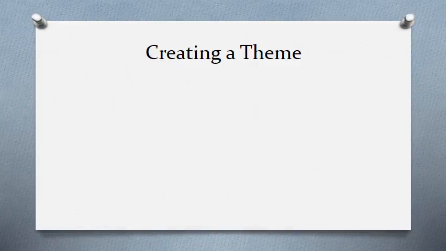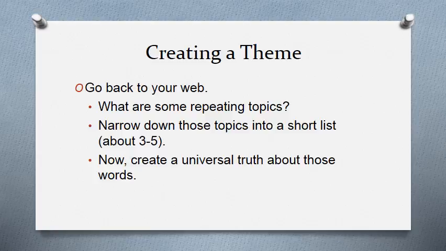Once you've created your web, then we can start working on a theme for your story. So you're going to go back and take a look at your web. What are some of those repeating topics? Narrow down topics into a short list of about 3 to 5 main ideas or concepts that keep repeating in your story or that resonate with you when thinking about your story. And we're going to create a universal truth about those words.